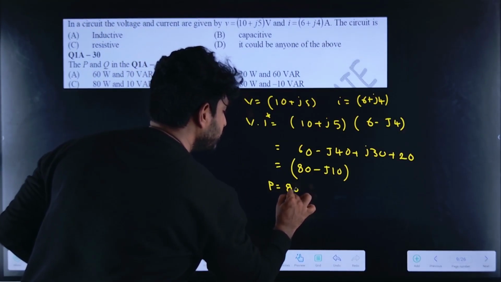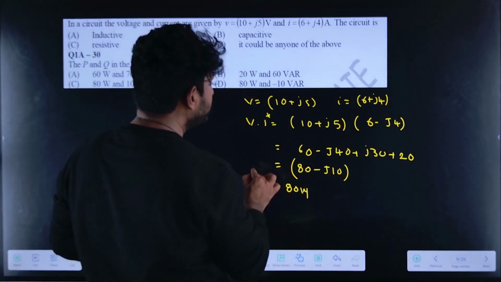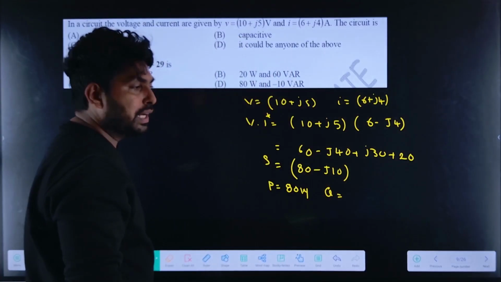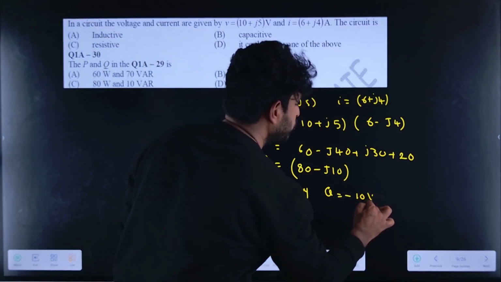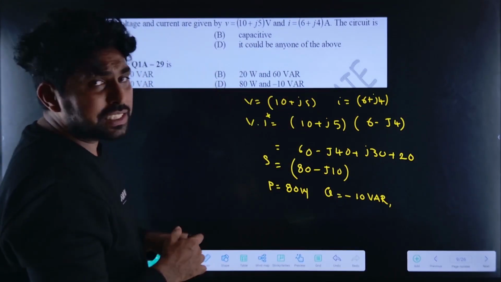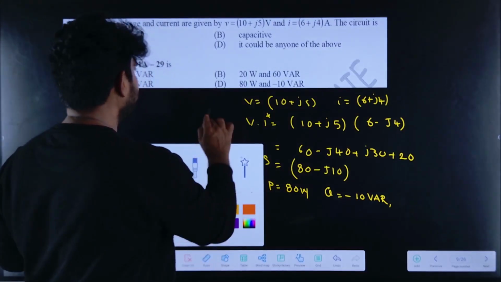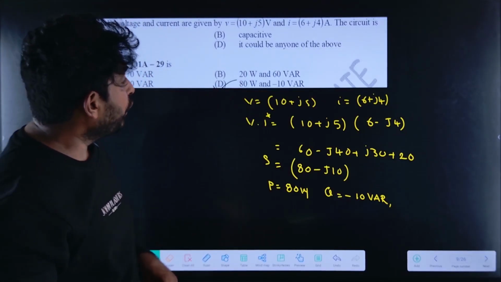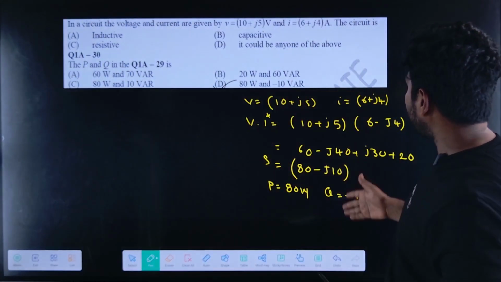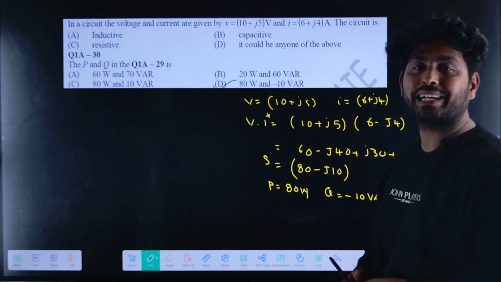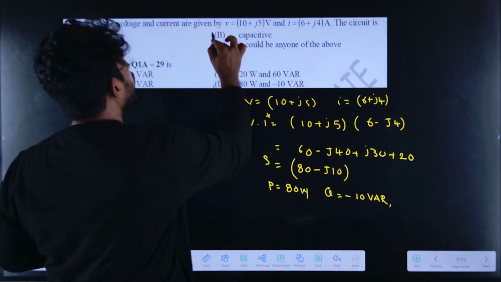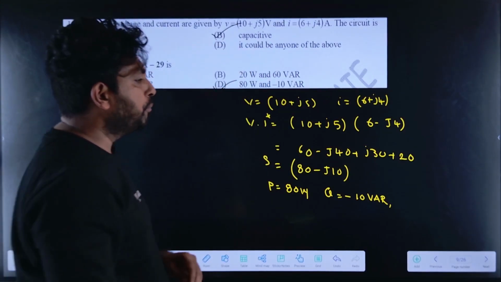So in that, active power equals 80 watts. And the reactive power, which is part of S, the apparent power, equals minus 10 VAR. Minus 10 VAR. So in this, option D is the correct one. And what we need to find is whether it is capacitive or inductive. What is the nature of the load? Because we got the reactive power as negative, it is capacitive in nature. So option D. Simple, right?